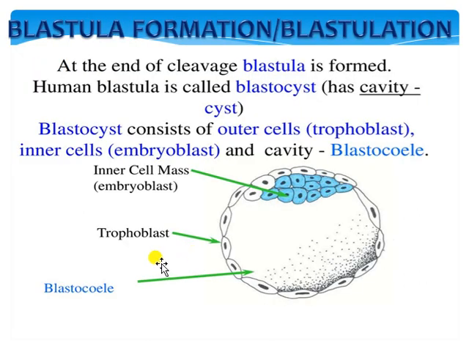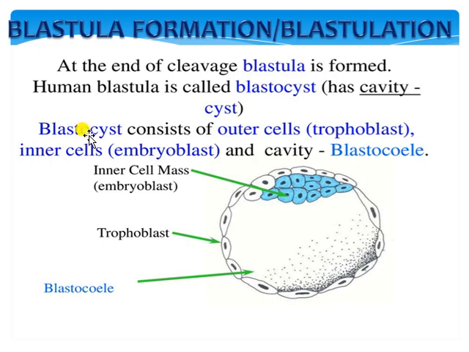Next, the morula will be further divided. Again it will start dividing mitotically, and it will form the 32 and 64 cell stage. That 32 to 64 cell stage, which forms from the morula, is commonly known as blastula. And the process of this blastula formation is commonly known as blastulation. In humans, this blastula can also be called a blastocyst, because the word cyst means cavity. Within the blastula a cavity is present, that's why it is known as blastocyst.